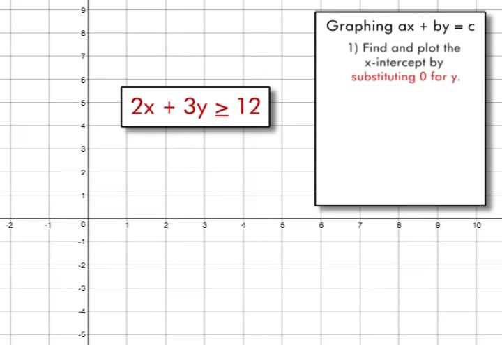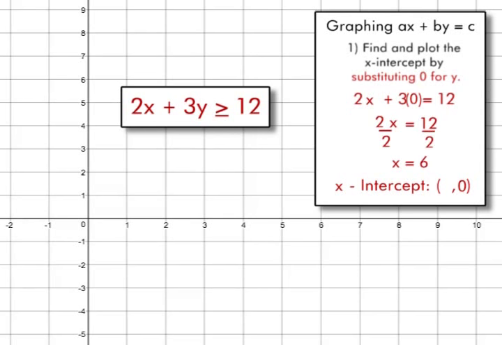So let's start by finding the x-intercept, the location where this function crosses the x-axis. Now anywhere I go on the x-axis, the y value is 0. So in order to calculate this, I just replace the y value in the function with 0. And when I do that, I find that 2x would be equal to 12, so x must be 6, and so the x-intercept is just 6.